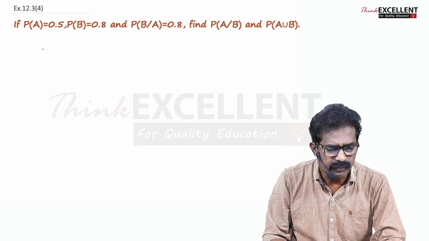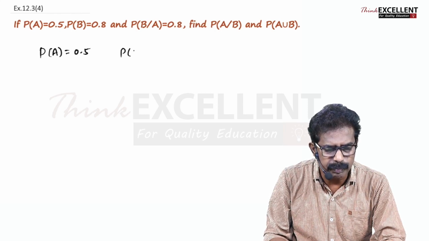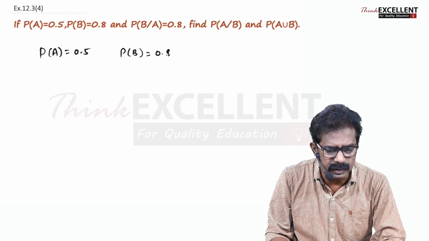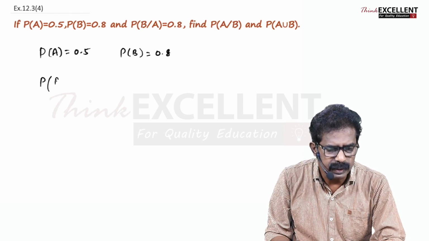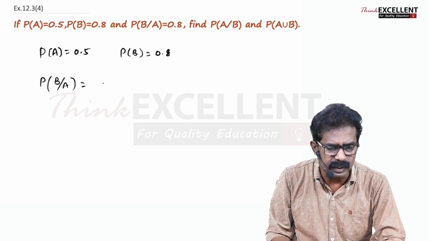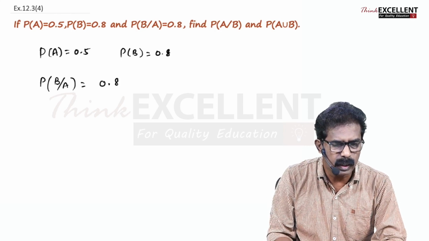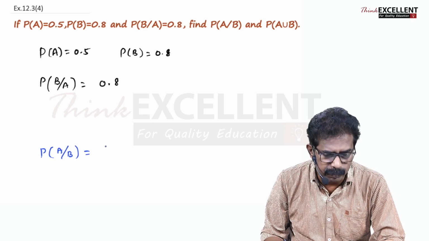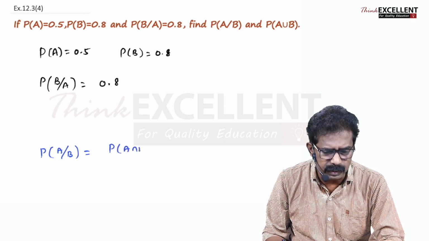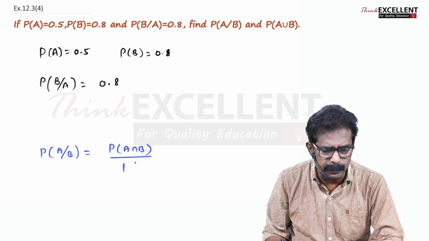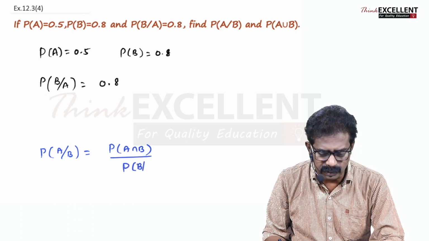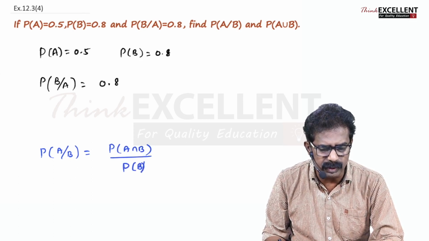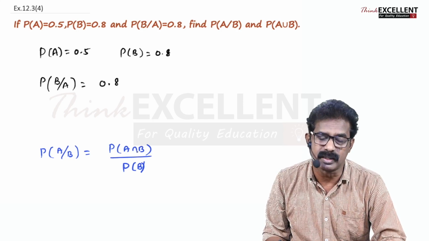Now let's move on to question number 4. Listen, P of A is given as 0.5, P of B 0.8, P of B given A is also given, they have given us 0.8. See what they asked? They asked to find P of A given B. What's the formula for P of A given B? P of A intersection B by P of B. You know P of B, right? Denominator P of B we know, but we don't know P of A intersection B.